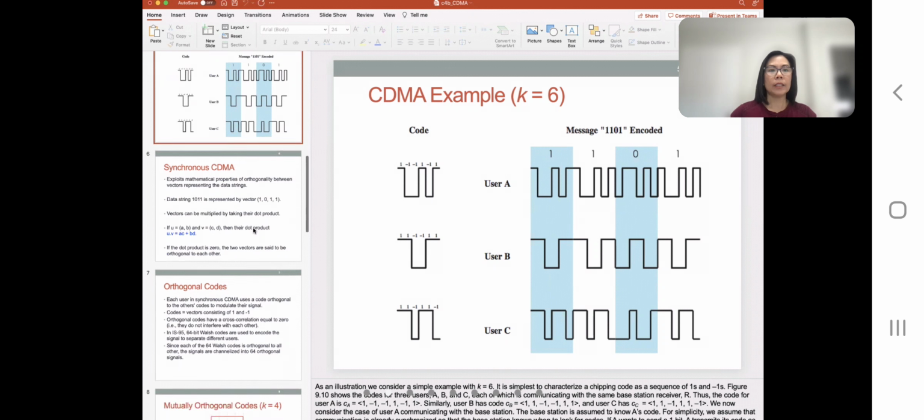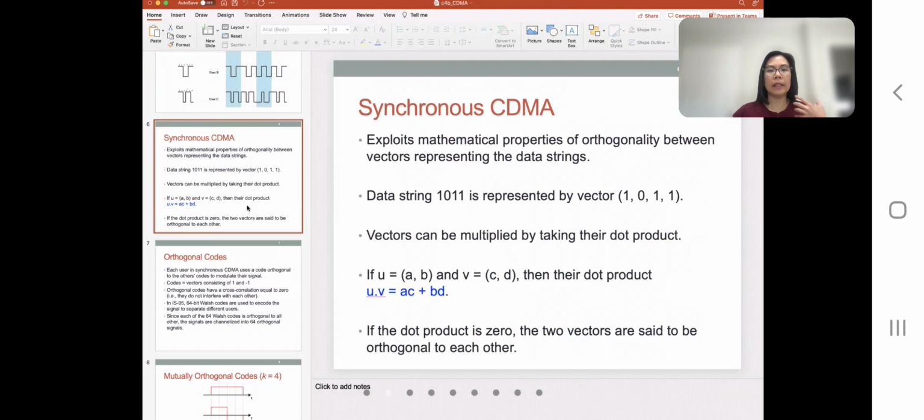All right, so let's go into the math in order to understand CDMA in detail. We only talk about synchronous CDMA, because it's easy to understand. There's another form of CDMA called asynchronous CDMA. We will not cover that in this course, but of course you can find a lot of books, or even a Google search would give you the details about asynchronous CDMA.